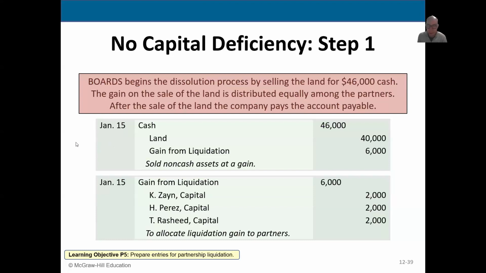So here's how it works. Actually, the first thing we do is allocate the land by selling it. So sell the land. We sold the land for $46,000. We debit land, and then we credit gain from the sale of the land. Take that gain from the sale of the land, and we credit it to the three partner accounts.